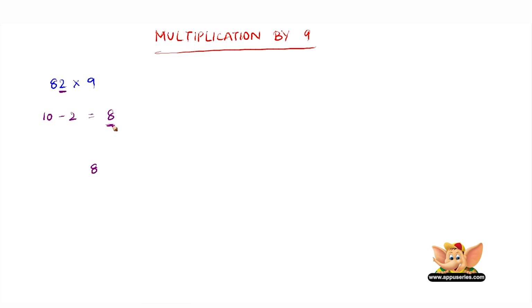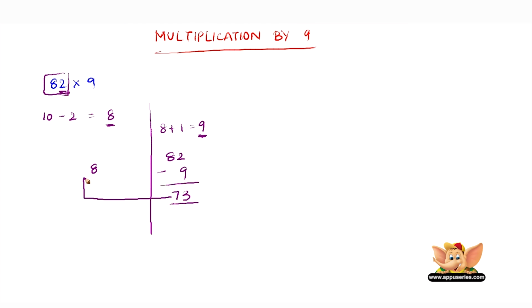Now take 8 and add 1 to it. So that gives us 9. So that is, let me write here, 8 plus 1 is 9. And now subtract this 9 from the number to be multiplied by 9. So 82 minus 9 gives us 73. Now simply place the 73 to the left of 8. And here is the answer of 82 into 9.